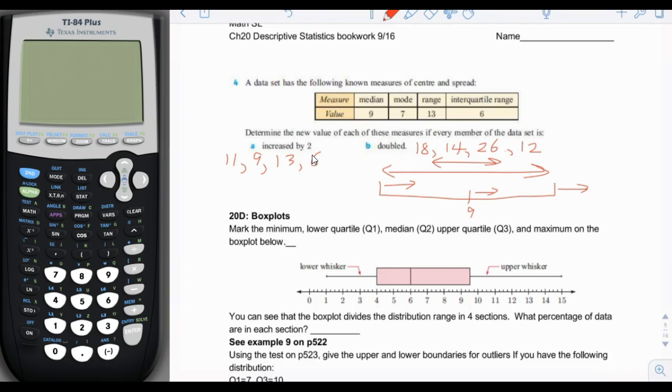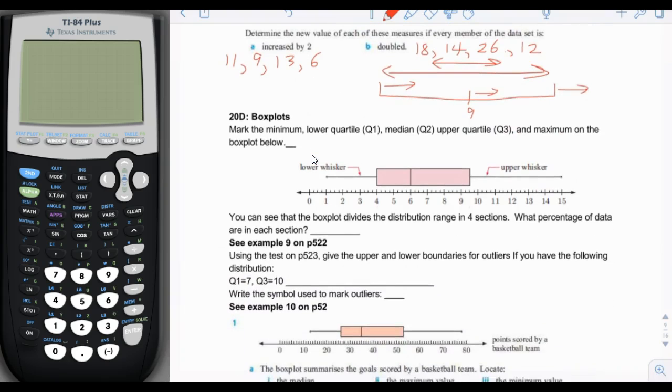Okay. All right, now 20D, box plots. When you make a box plot, you're using 5 statistical numbers, which are minimum, Q1, median, upper quartile Q3, and maximum. So the minimum is going to be the leftmost number, which is marked with this little dot here. Sometimes in some books they'll use a line. And then the maximum, of course, is the highest possible one.